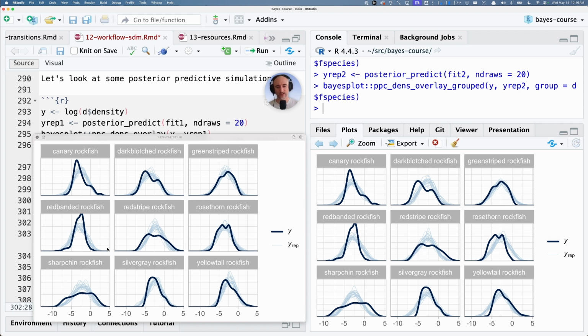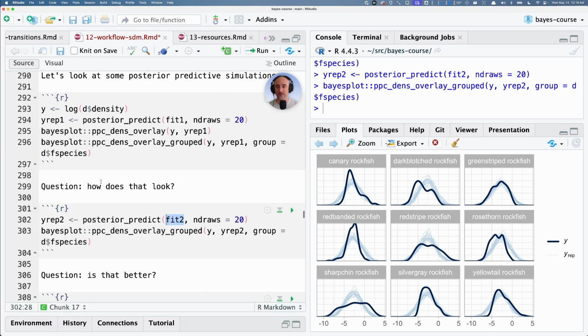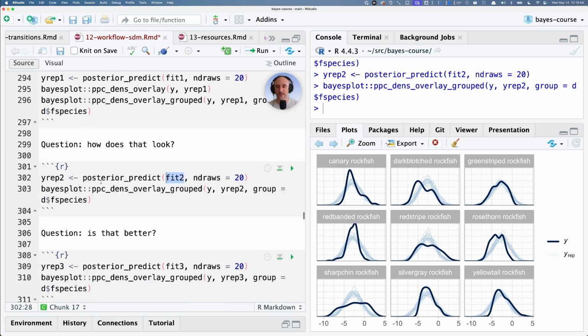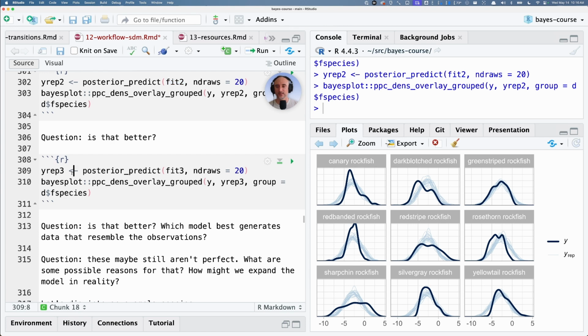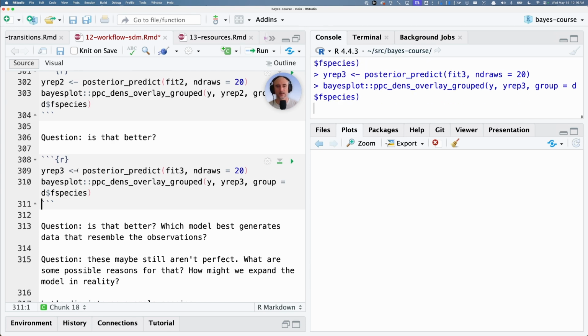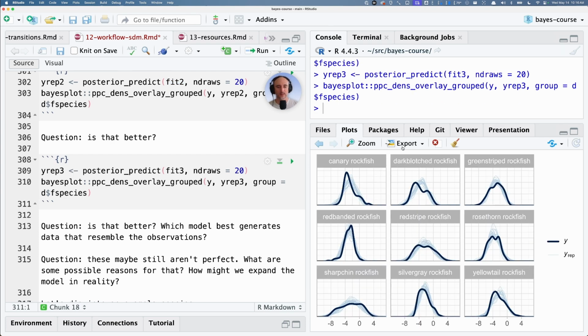But some of them still look off. Sharp chin still does not look good. Red banded does not look great. Canary does not look great. So allowing the curves to be different by species has helped, but it hasn't really solved all of our problem. So let's look at our third. Okay, so here's our third one, which also has different levels of noise or observation error by species.